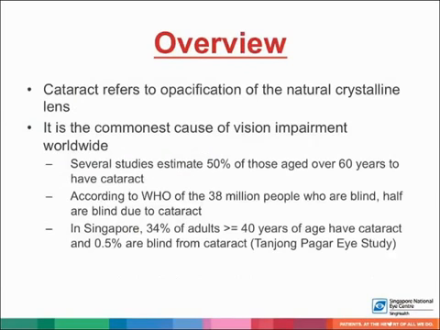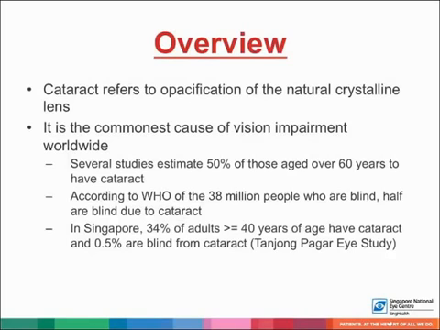Cataract refers to an opacification of the natural crystalline lens. It is the commonest cause, in fact, of vision impairment worldwide. Almost everyone gets cataract as you grow older. For patients above 60, studies estimate prevalence to be in the range of 50% or so.